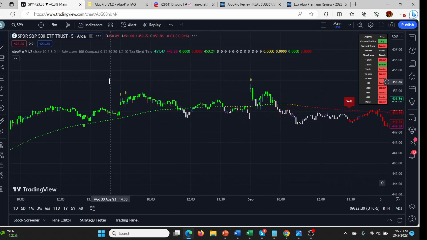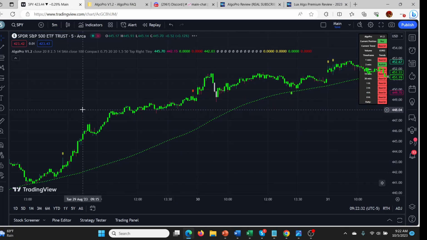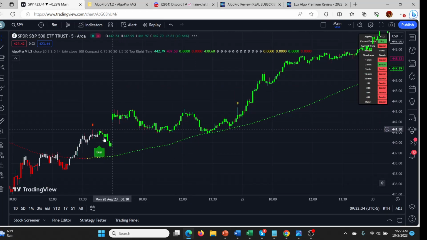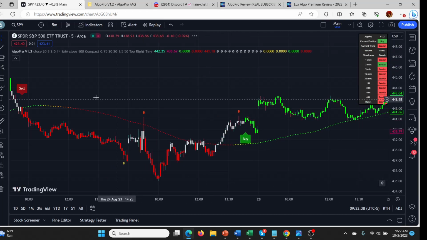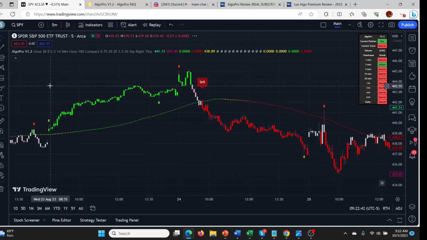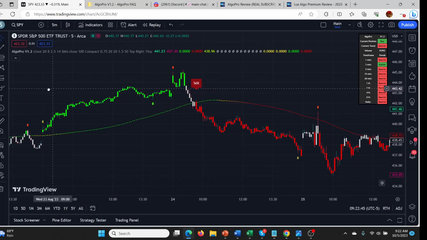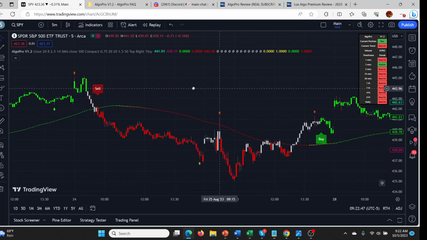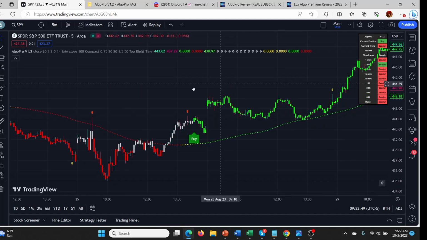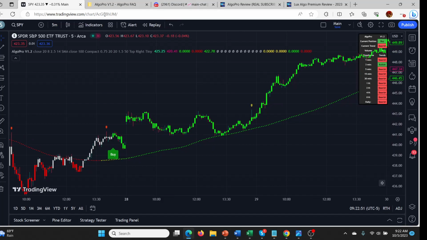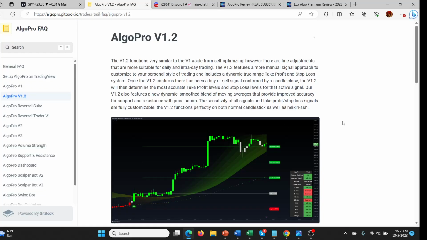Let's see. There's a buy at the start of this big green, and we're golden. There is, yep. So pretty nice all the way up here. Sell here all the way down. So you get my point. The thing works, and this is default settings, which is really cool. And so I would say 1.2 is probably a little bit better. Let's have a quick look at the guide again right here.